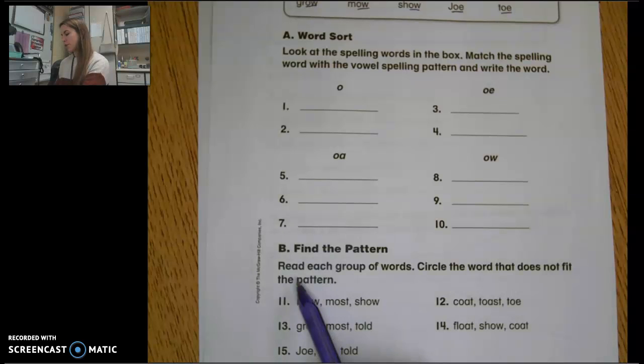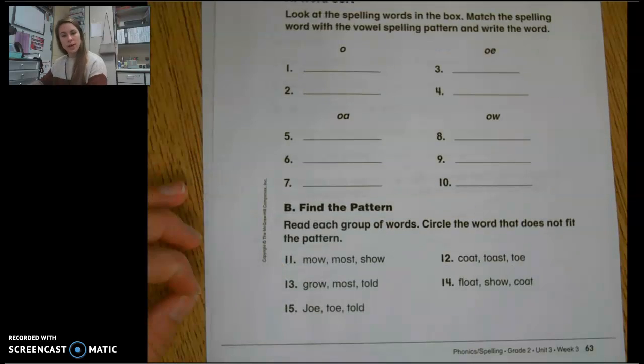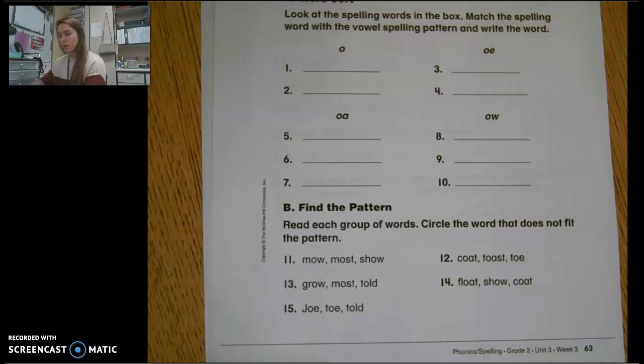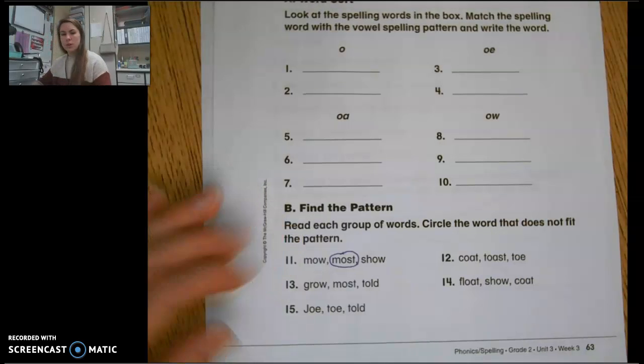In the bottom, you're going to read each group of words, circle the word that does not fit the pattern. So you have mow, most, and show. They all have a long O, but if you notice, most doesn't have an OW. It just has O by itself. And the other 2 words have an OW.